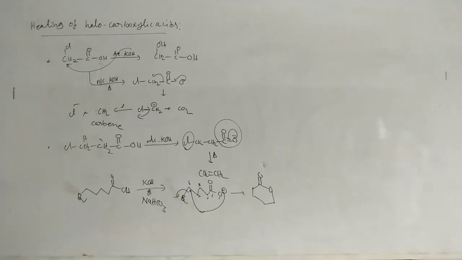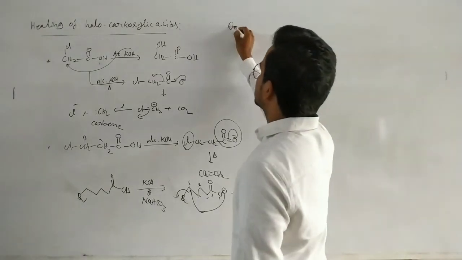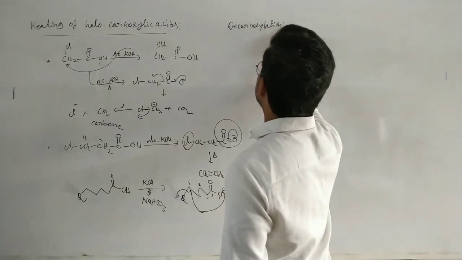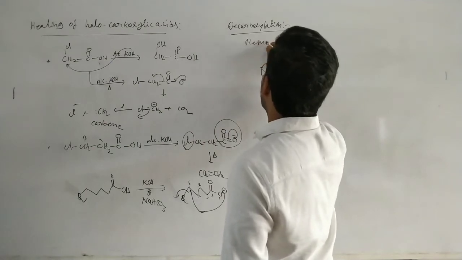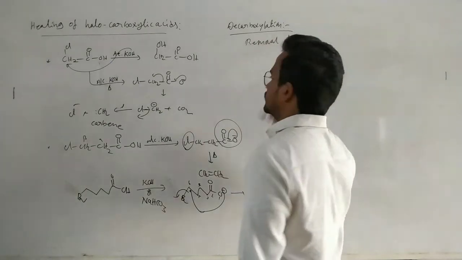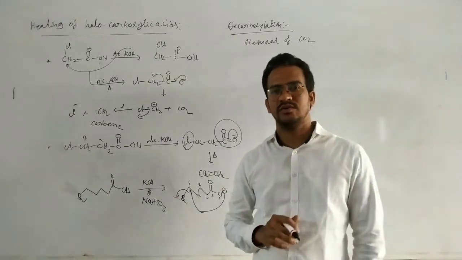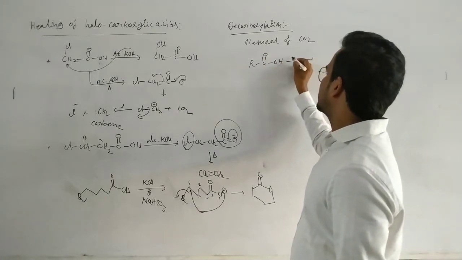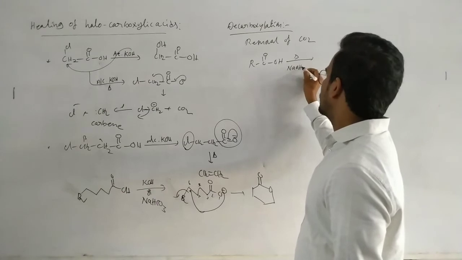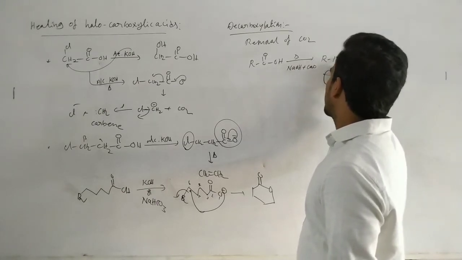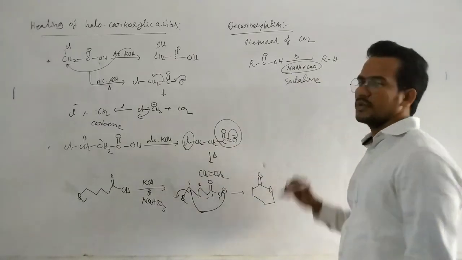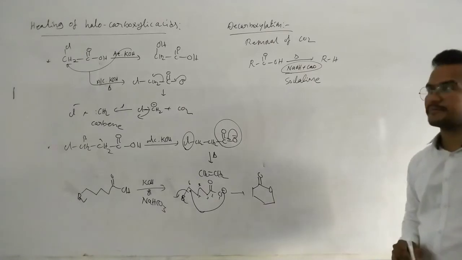Halo acids on heating give different types of products. Next, another one. It is also a heating process, but in this case, decarboxylation takes place. Decarboxylation means removal of CO2. Generally, carboxylic acids get decarboxylated on heating with soda lime, NaOH and CaO. We are familiar with this reaction. This mixture is known as soda lime.